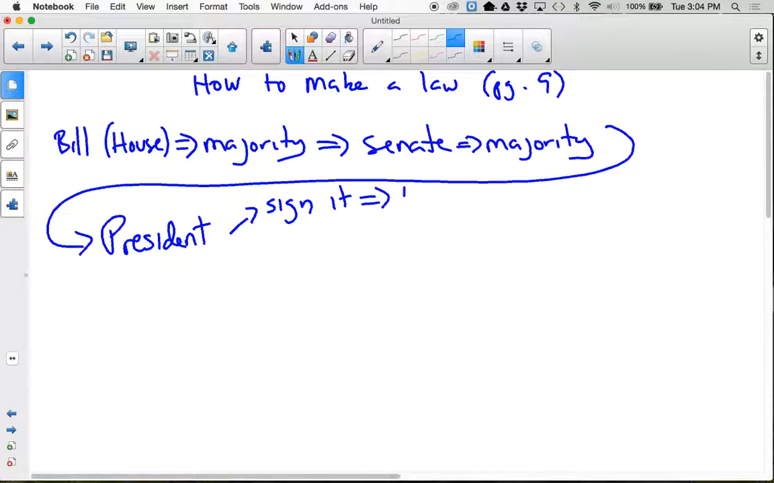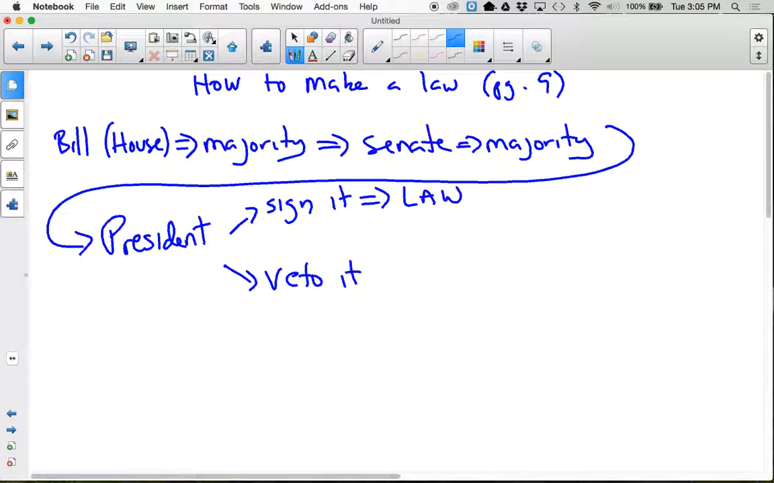If he signs it, it is a law. So if the Congress was to pass tax reform, it would go to Trump. He would approve it. You now have a law. All right? The other option that he can do, he can veto it. Says no.